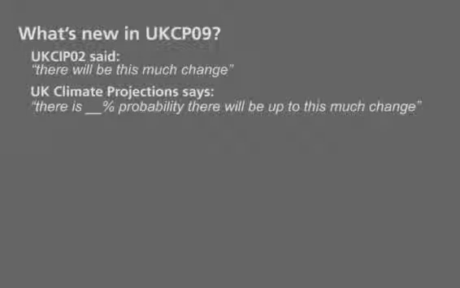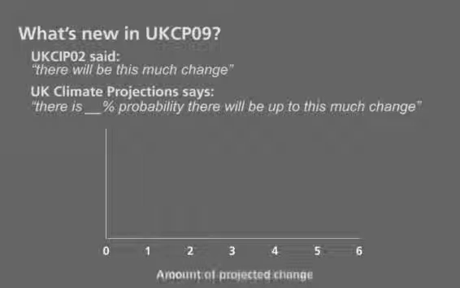So what's new in UK CP09 besides greater accessibility? Well, the main change is a move from a deterministic model to a probabilistic one. But what does that mean? In UKCIP02, the model said there will be this much change. For example, 3 degrees of change.